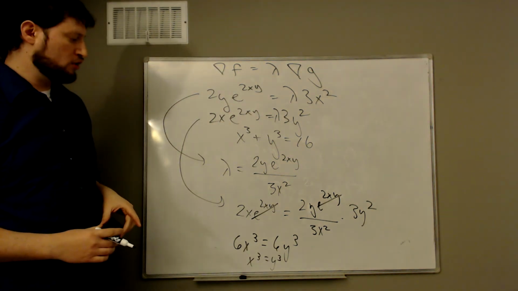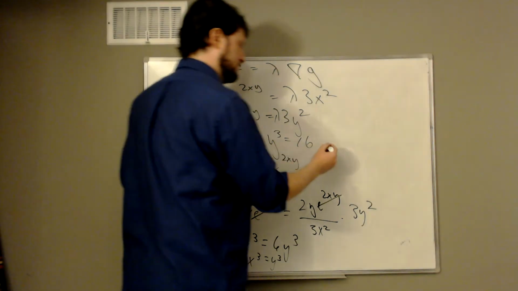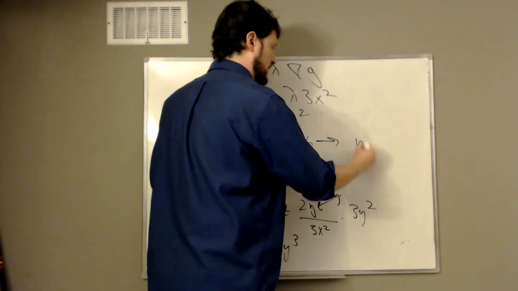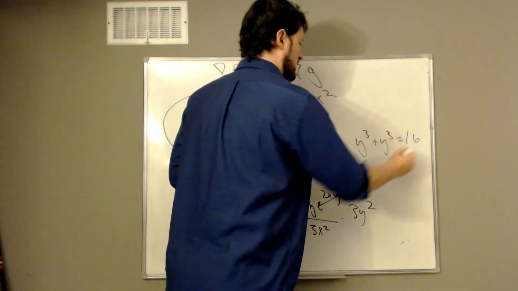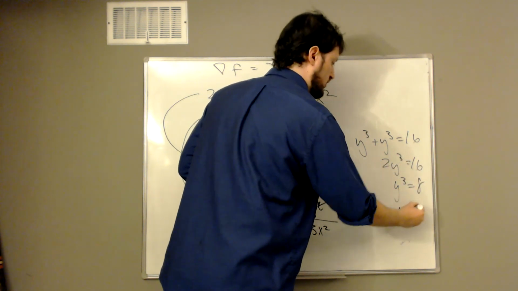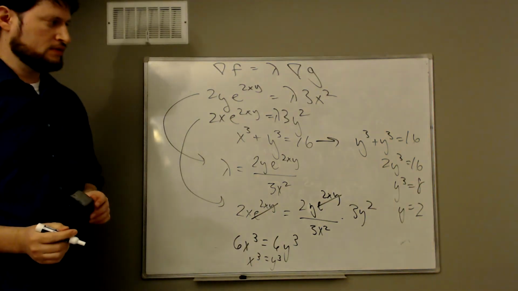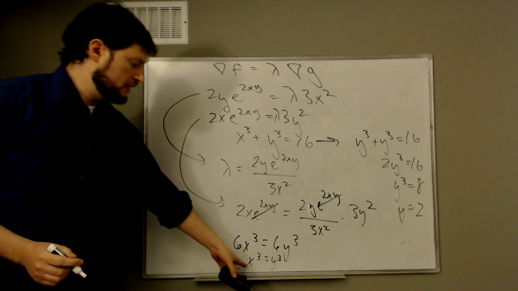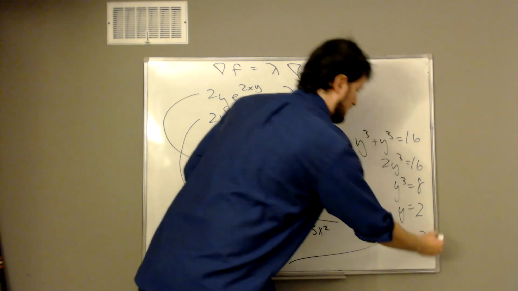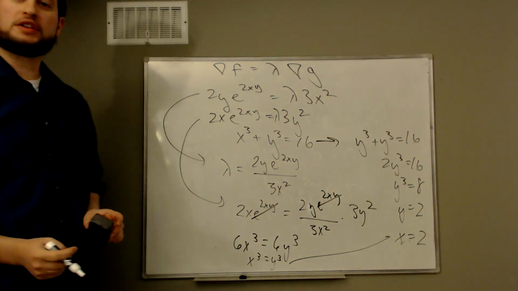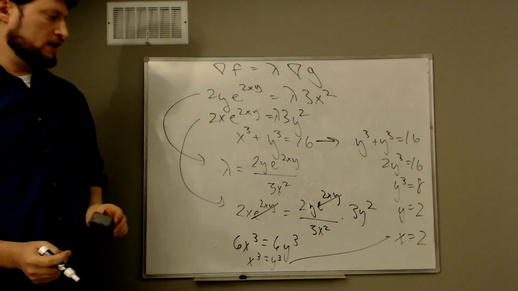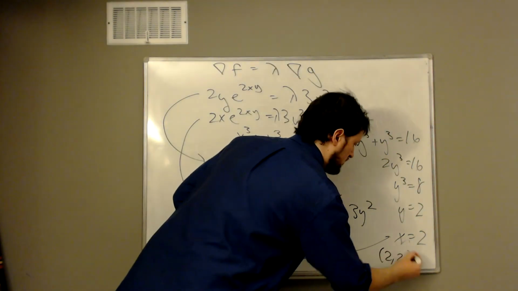Now, if x cubed is y cubed, I can go to this last equation and say that x cubed is y cubed, so this becomes y cubed plus y cubed is 16, which says that 2y cubed is 16, which says that y cubed is 8, so y is 2. And if y is 2, then x is also 2. So now I have my x and my y that work. And there's a single point, (2, 2).